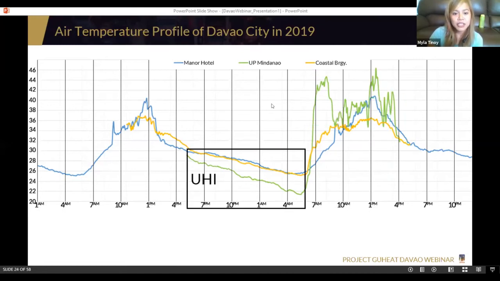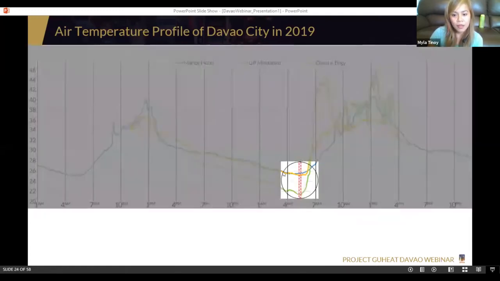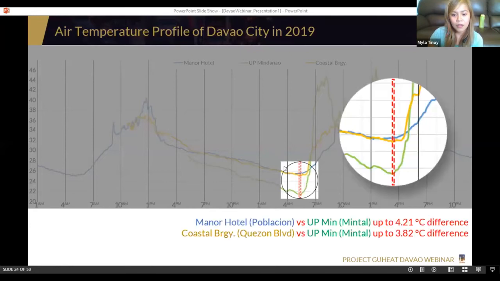Second, UHI phenomenon is more obvious during nighttime until dawn than daytime. So let's take a look at this particular temperature reading. There is about 4.21 degrees Celsius and 3.82 degrees Celsius difference between UP Mindanao and 2 urban stations.